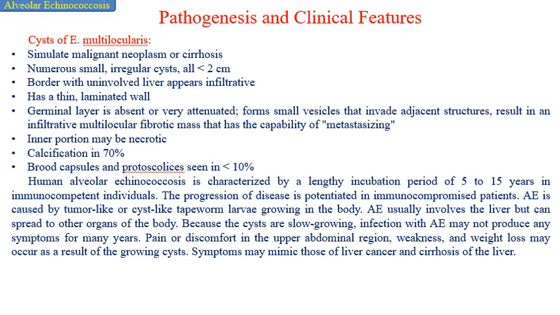Pathogenesis and clinical features. It can mimic a malignant neoplasm or cirrhosis, with numerous small irregular cysts, all less than 2 centimeters, and the liver appears infiltrative. It has a thin laminated wall, the germinal layer is absent or very attenuated, and it forms small vesicles that invade adjacent structures, resulting in an infiltrative multilocular fibrotic maze that has the capability of metastasizing. The inner portion may be necrotic, calcification occurs in 70%, and protoscolices are seen in less than 10%.